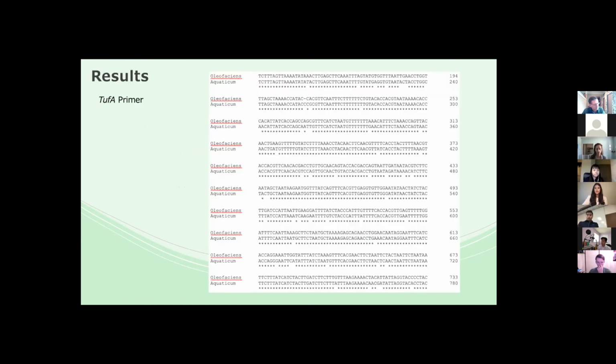So these are my results from aligning them in the Clustal Omega program. As you can see from the tufA primer, this is a decent barcoding gene because it has over 30 different spaces where the nucleotides differ from each other. And that's what we're looking for in barcoding. We want to be able to tell the difference between them based on one gene.